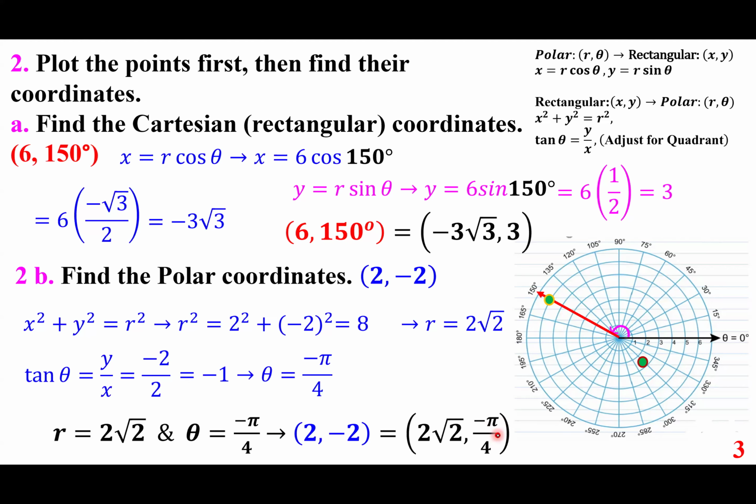If we want to have this positive, we add 2 pi. So if I add 2 pi, or 8 pi over 4, I get 7 pi over 4. So I could write 2 square root of 2 comma 7 pi over 4. That's the same thing.